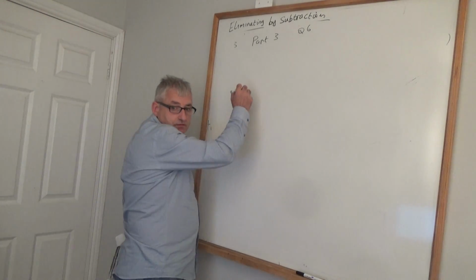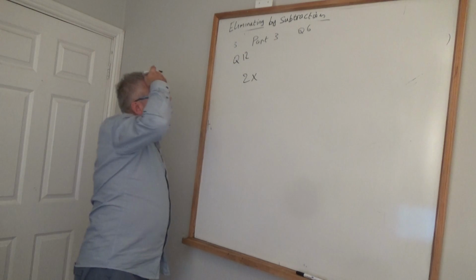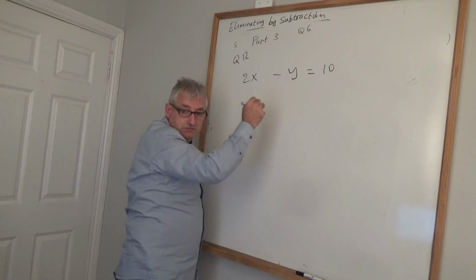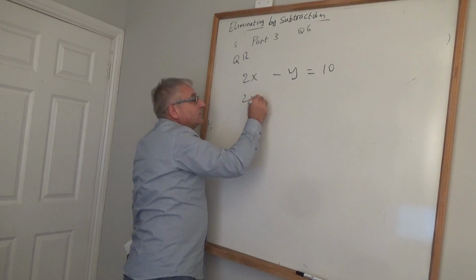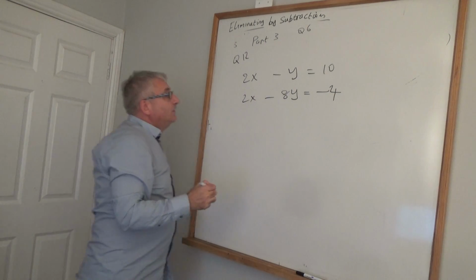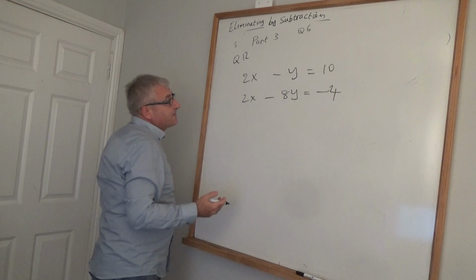Question 12, 2x minus y equals 10, 2x minus 8y equals negative 4. Okay, so the two x's are ready to cancel, they're positive and they're ready to cancel.